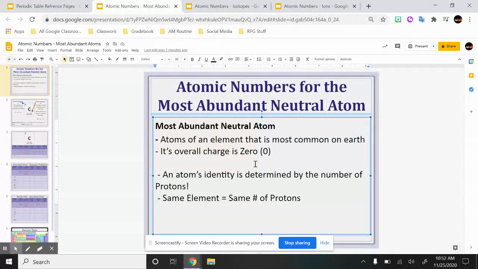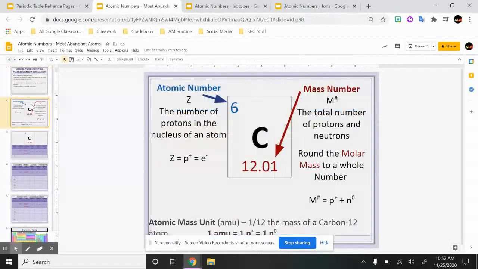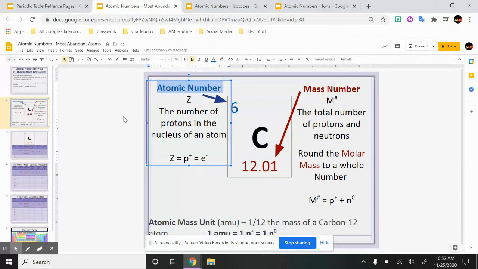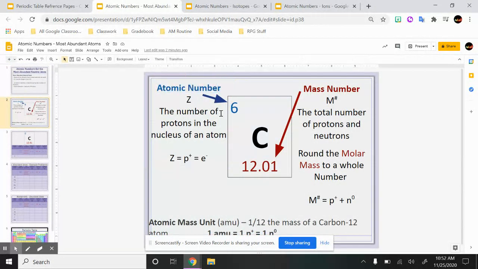An atom's identity is determined by the number of protons. So if you have the same element, it's going to have the same number of protons. So we call this number something very special. We call it the atomic number. The atomic number is just the number of protons. And it gets a special name because it's what tells us what kind of element we have.